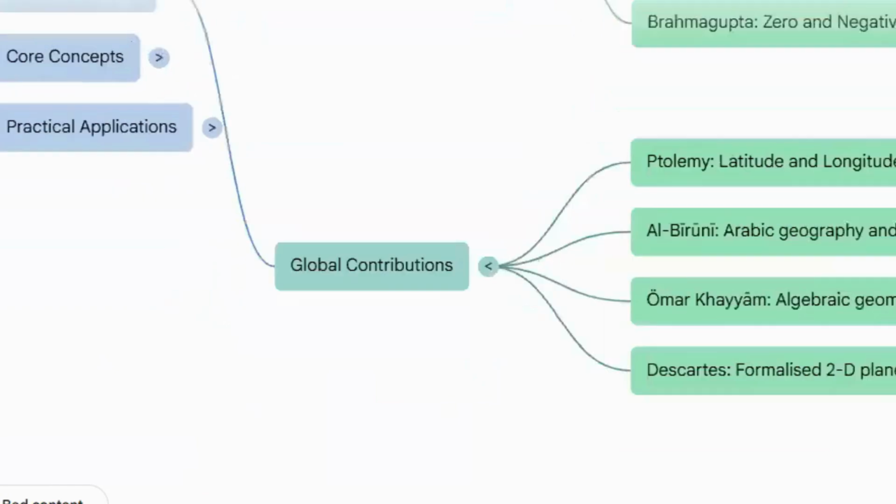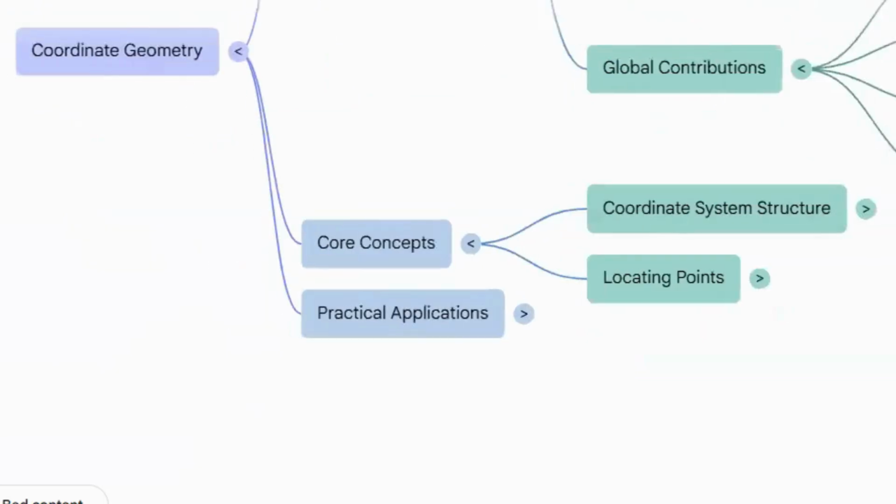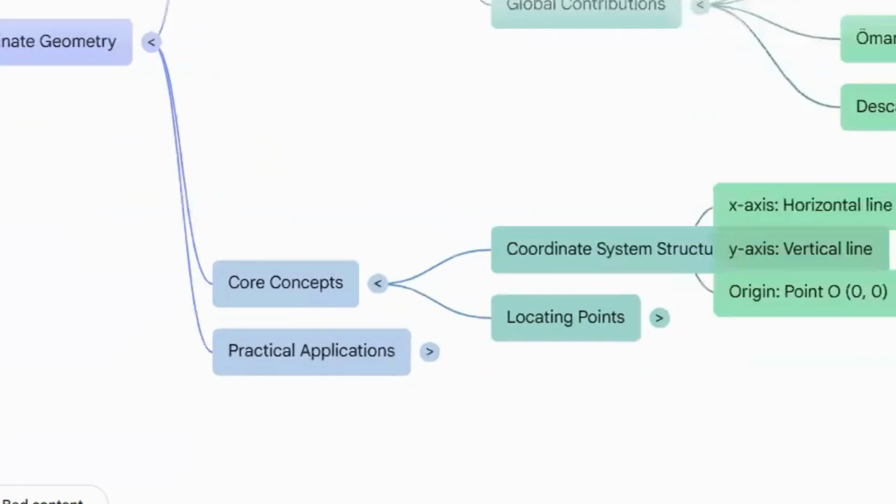Then global contributions: Ptolemy discussed latitude and longitude, whereas Al-Biruni discussed Arabic geography and the astrolabe. Next, Omar Khayyam discussed algebraic geometry, and then Descartes finally gave the Cartesian plane, the 2D plane, right? So in this chapter, the core concept is the coordinate system structure, which was given by René Descartes, right?